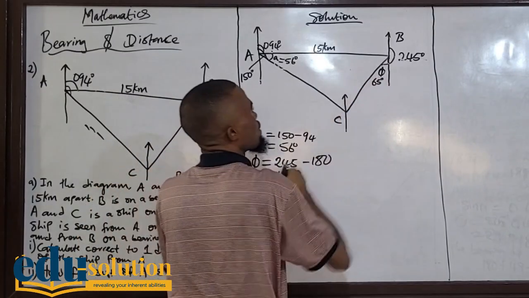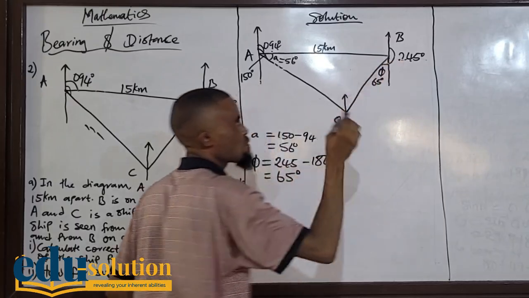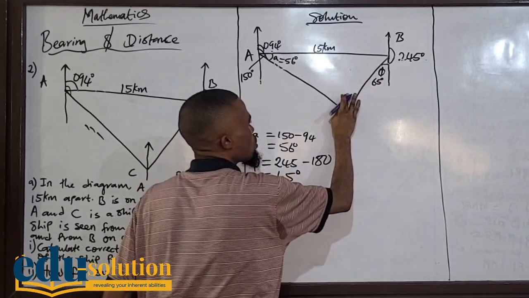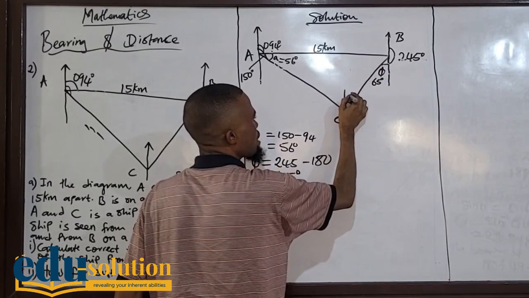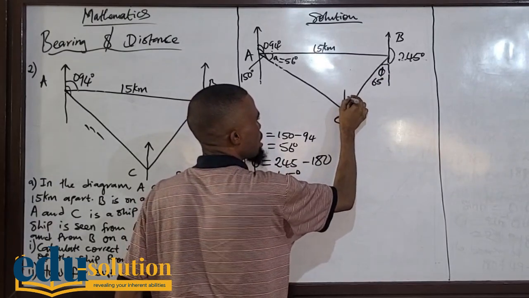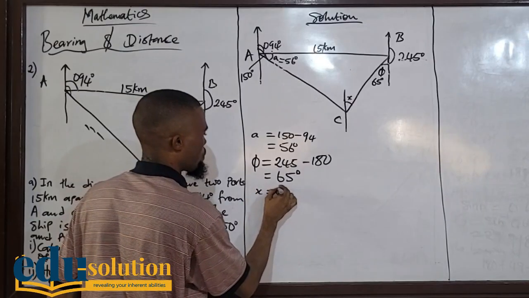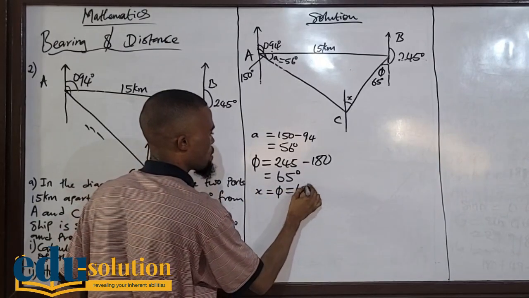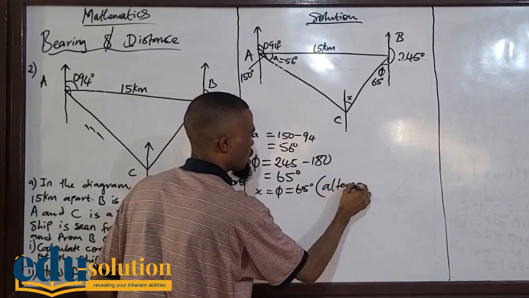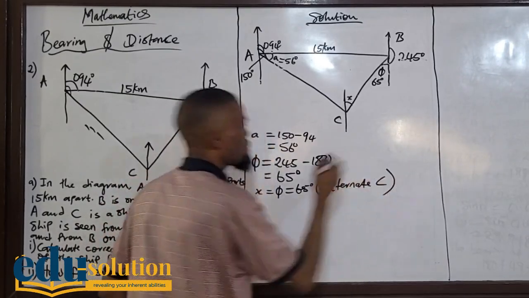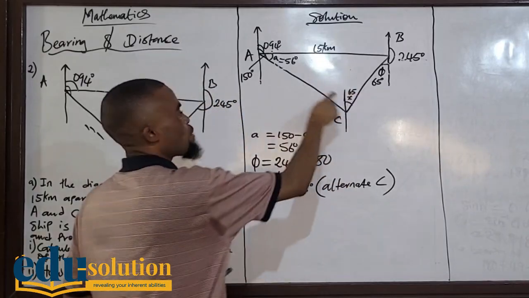So you know that this place is what you have done in your JSS2. This place is alternate to this place. So if here is 65, that means here is also 65. Let me just put here as x. So that means I will have x is equal to 5, which is equal to 65 degrees. You put the reason why we are having that. So that's an alternate angle. So here is 65, let me put it there. Okay, we have gotten this place.